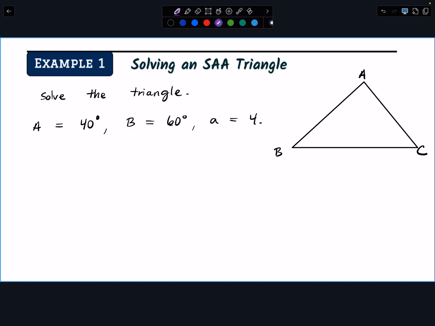So that means that I have a little c across big C, a little b across big B, and a little a across angle A. Label what you know. I know that this is 40 degrees. I know that this is 60 degrees. And they told me that this is 4. So I need to know what little c is, what little b is, and what big C is.